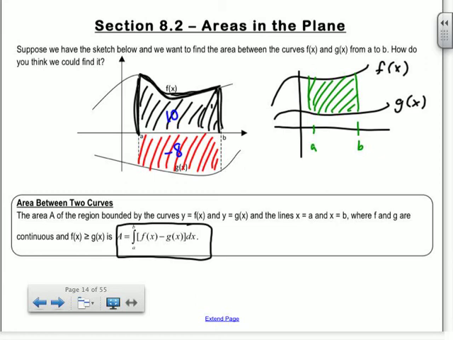So basically the area between any two curves, doesn't matter where they are, so they could be above the axis or below the axis, is A equals the integral from A to B of f of x minus g of x. So top curve minus the bottom curve.